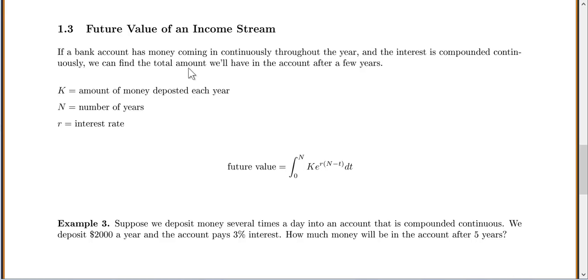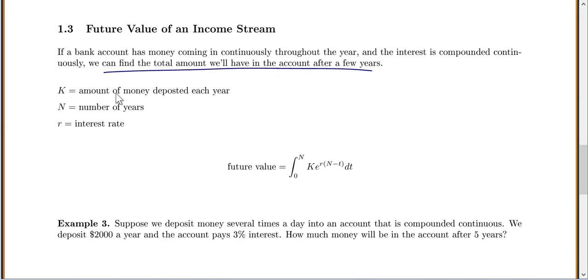This one is interesting. It's called future value of an income stream. So let's say we have a bank account that has money coming in continuously throughout the year, and the interest is compounded continuously. So again, we put this in a bank account, interest is compounded continuously, but I'm not just putting money in once, I'm putting money in continuously. So what we can do is find the total amount that we would have after a few years.